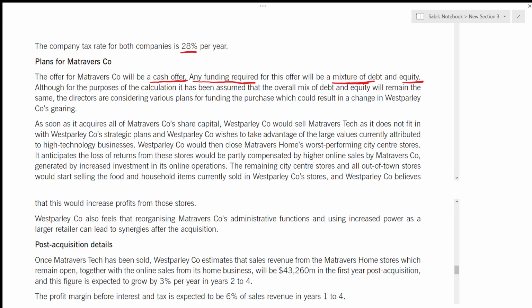So they're selling. Okay, Matt Raver is in two parts: Matt Raver Home and Matt Raver Tech. After taking over, Westphal will sell Matt Raver Tech. Matt Raver Home will still be there in the company. It will be retained. Right?